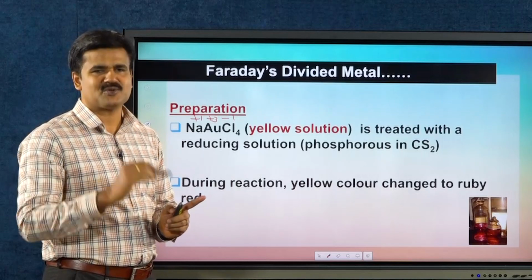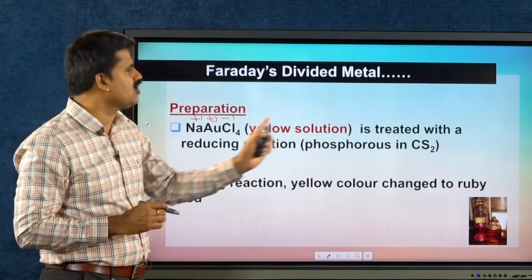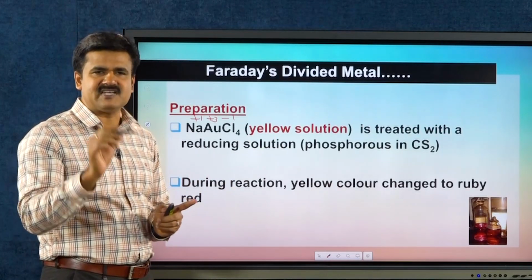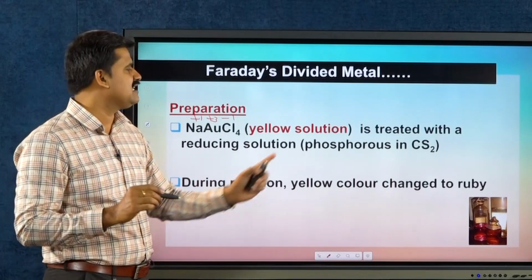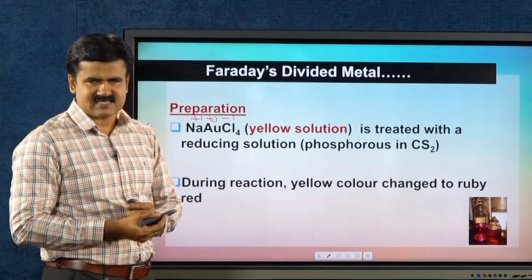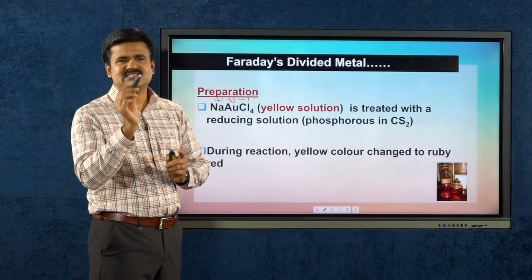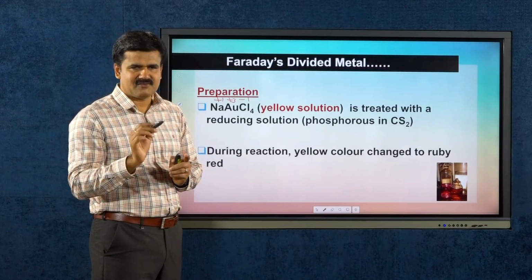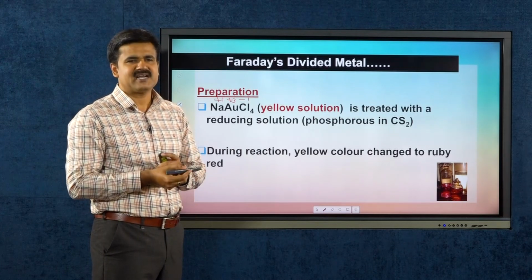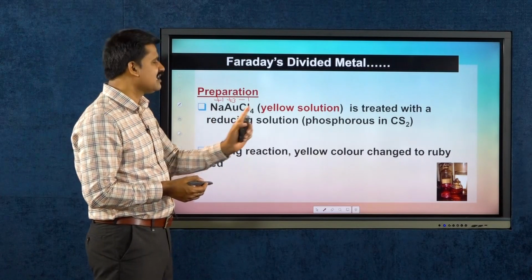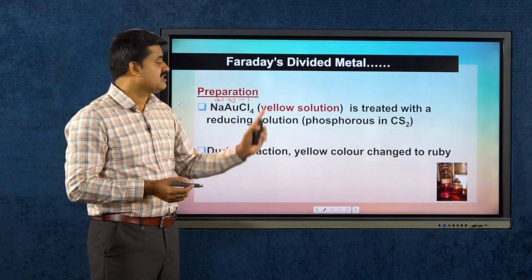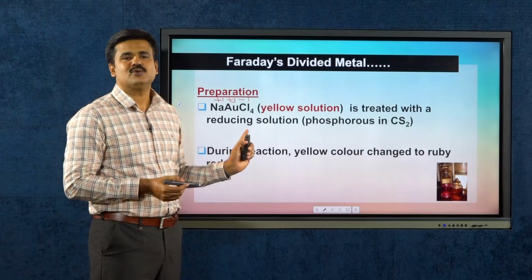He made it into a solution. It is a yellow colored solution. It is then treated with a reducing agent or reducing solution, and that reducing agent is phosphorus in carbon disulfide. So, Faraday took a solution of NaCl4 and mixed it with the carbon disulfide, and he observed a color change during the reaction. The yellow color changed to ruby red.